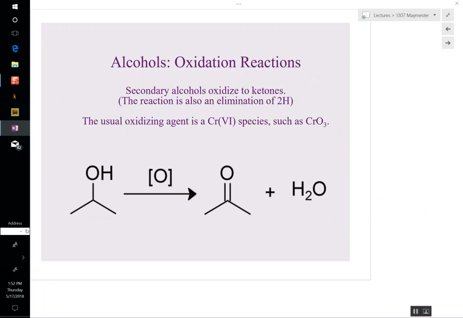Here's isopropanol, a secondary alcohol, and it forms a ketone. It can only do one thing: form a ketone. It can't form a carboxylic acid. Carboxylic acids are always on the end of the molecule.